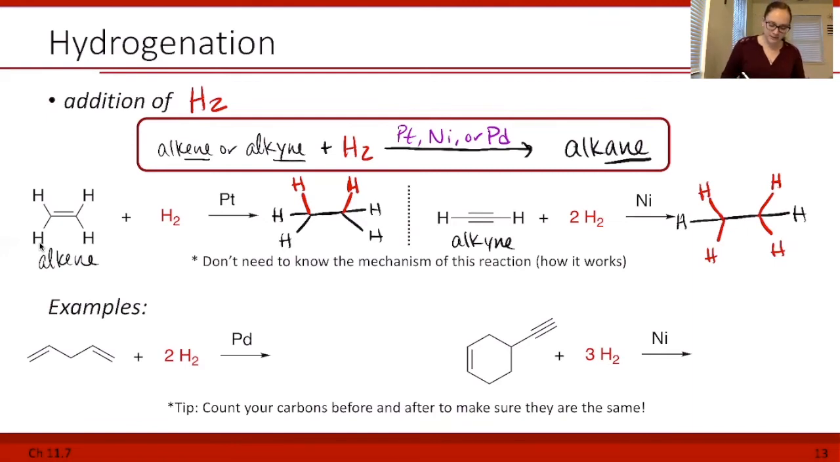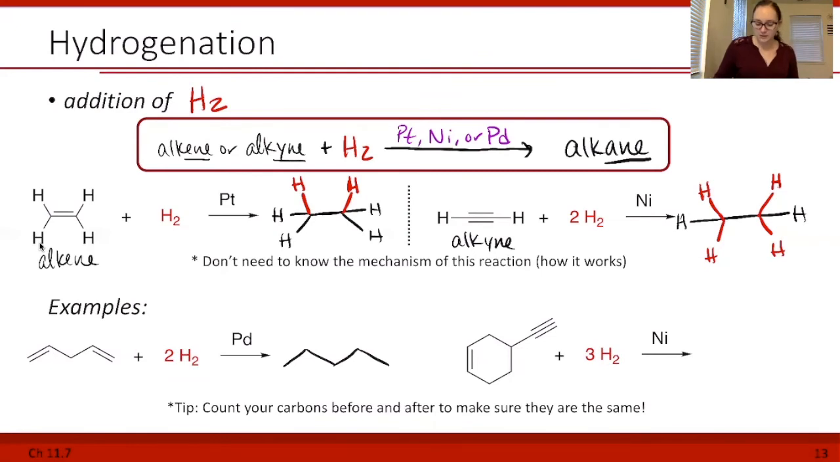So an example of this: if we have this molecule here, it actually has two alkenes in it, so we need 2 times the amount of hydrogen. We have our palladium catalyst. And then, if you are drawing it completely assuming all hydrogens are there, this is our answer. We just get rid of our multiple bonds.